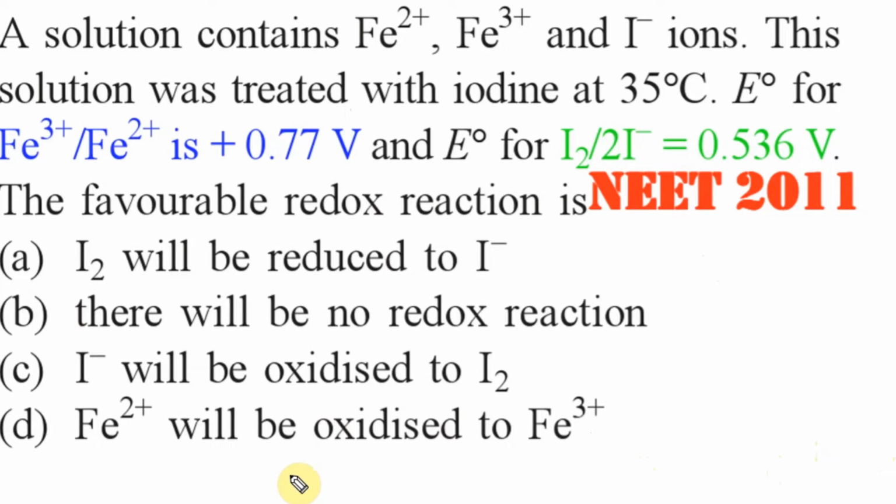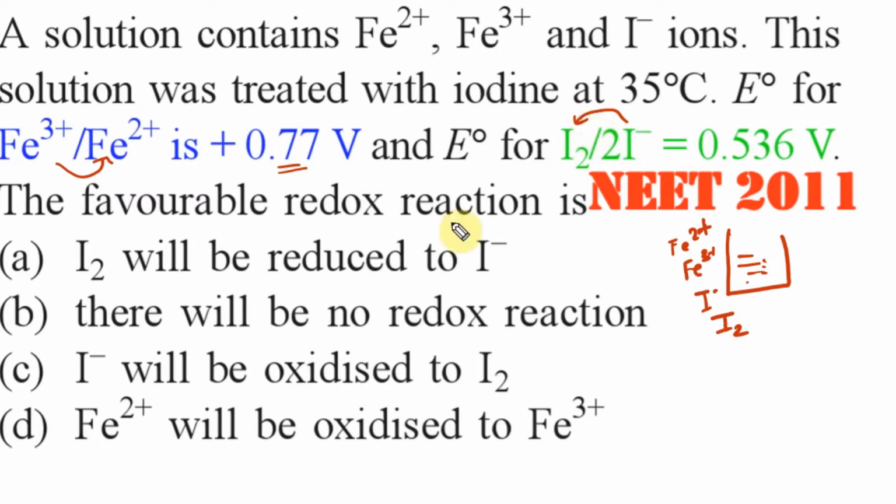A solution contains Fe2 plus, Fe3 plus and I minus. These are present together. This solution was treated with iodine, I2. E0 for the two species are given here. This converting into these two, this converting into these two. These numbers are given. Both of them are positive. The favorable redox reaction would be, now when you look at the E0s, this is reduction. This is also reduction. So this is more positive, so this is going to go here and this is going to get oxidized. Both of them cannot get reduced. So Fe3 plus will react with I minus.